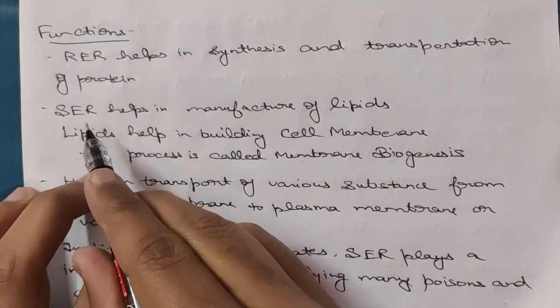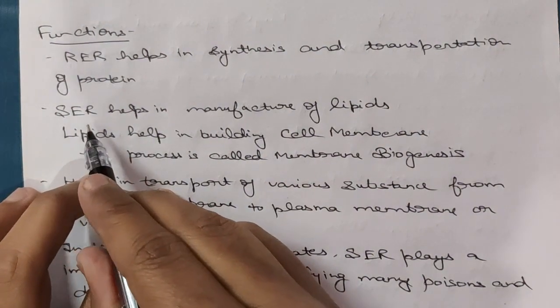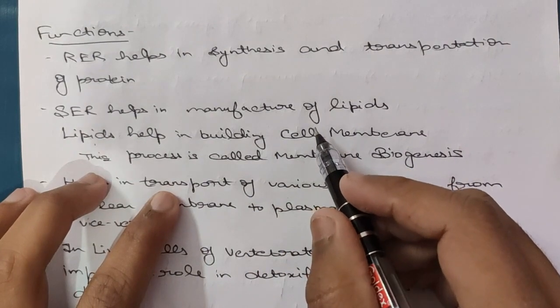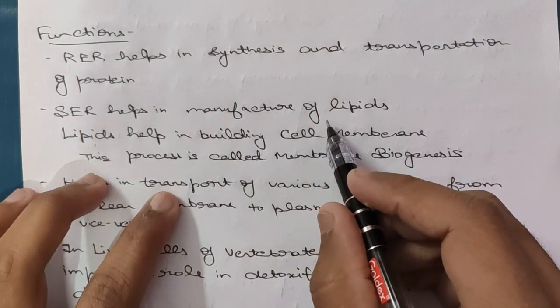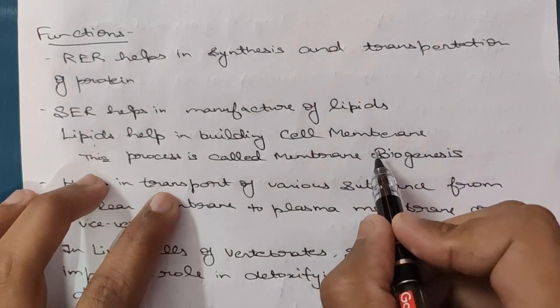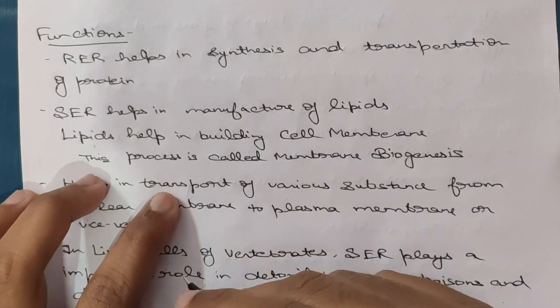Second is SER, when the ribosomes are absent. SER, smooth endoplasmic reticulum, helps in manufacture of lipids. And I told you that lipid is a component of the cell membrane. So lipids help in building the cell membrane and this process is called membrane biogenesis. Getting it?